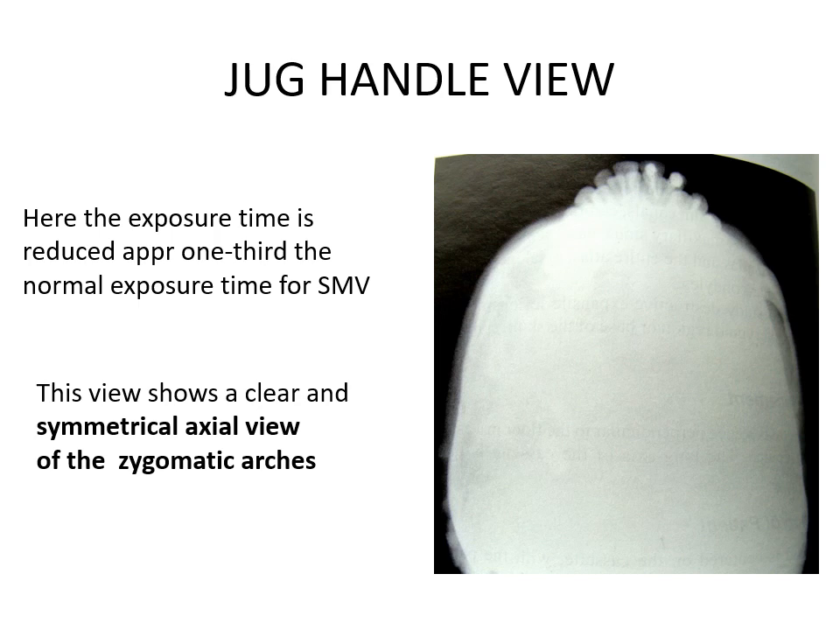Here the exposure is reduced to approximately 1/3 of the normal exposure time for the sub-mentovertex view. This view shows a clear symmetrical axial view of the zygomatic arches. That means it is used exclusively to study fractures of the zygomatic arch bilaterally, and this view is very helpful. It's a variant of the sub-mentovertex view, as the zygomatic arches look like the handles of a jug. It is called the jug handle view. When the exposure is reduced to 1/3 of the normal sub-mentovertex view, we can call it the jug handle view.